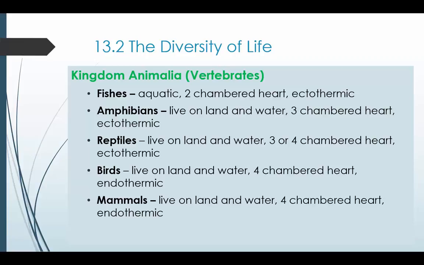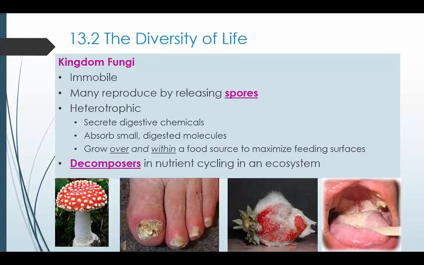Amphibians can be on land or water. They have a three-chambered heart and are also cold-blooded. Reptiles live on land or water, with a three- or four-chambered heart, and are also ectothermic. They're cold-blooded. So you think about snakes, they have to be really careful in the summer because if they get too hot, just like their surroundings, it'll kill them. Birds and mammals are endothermic. We're warm-blooded. We have four-chambered hearts, so we're a little more effective at gas exchange, and we have the ability to maintain our own steady body temperature.